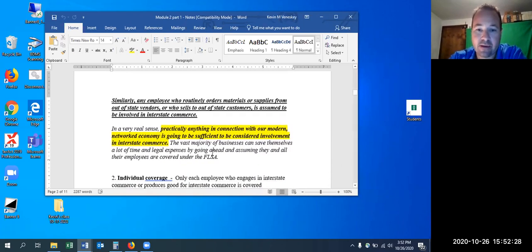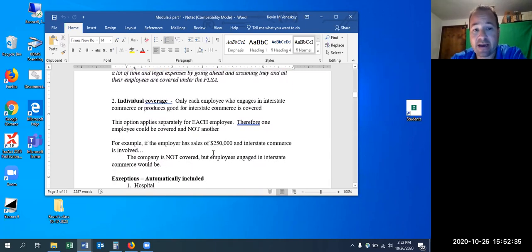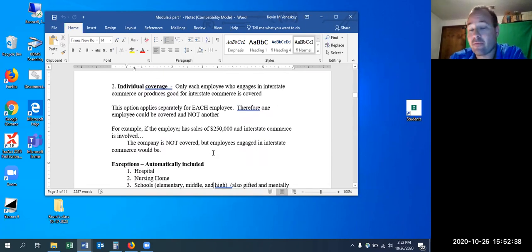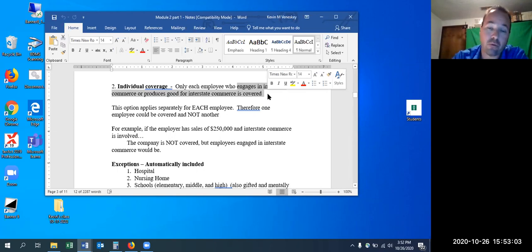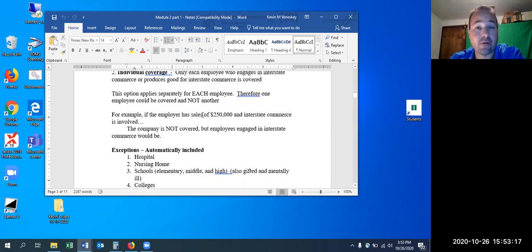I'm going to scroll down. You can read the overall gist of interstate commerce there, or you can get the official definition in the link I have. An individual can still be covered under FLSA even if the entire business isn't, because maybe the company has only 1 or 2 employees and only generates 250,000 in sales. That's still a lot, but doesn't quite meet the threshold. At that point, you can still be covered if you yourself deal in interstate commerce. If you do the ordering or the selling of goods across state lines, or you talk to people outside from different states, you would be covered, but maybe not the other employees.